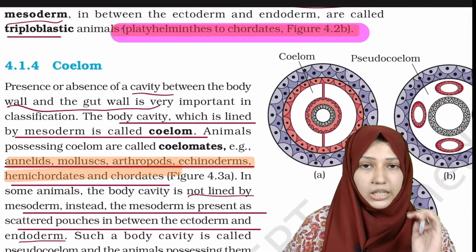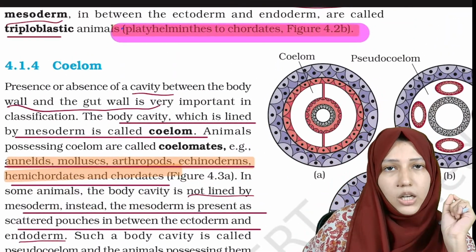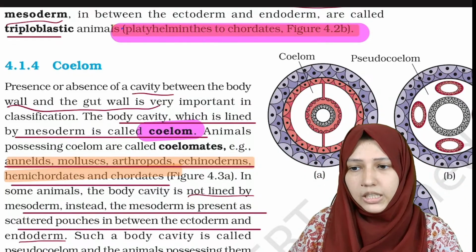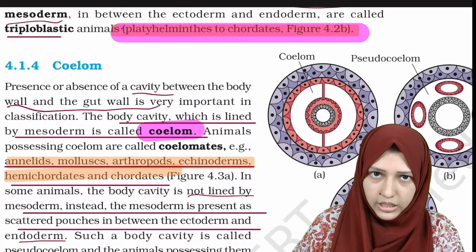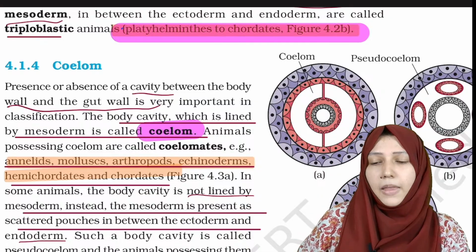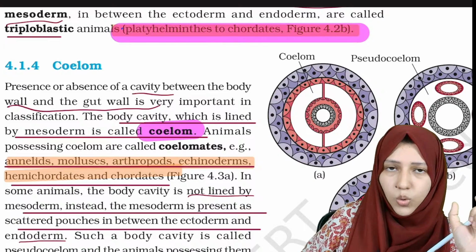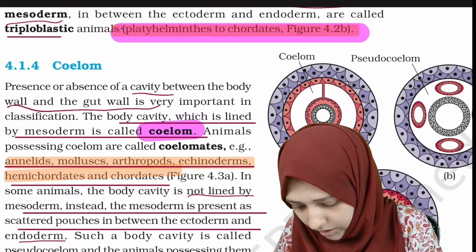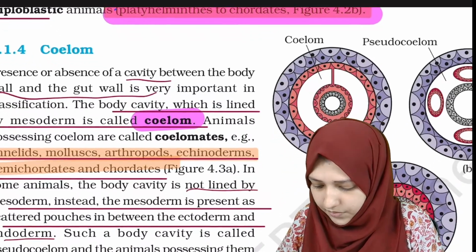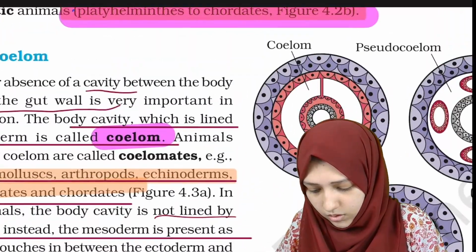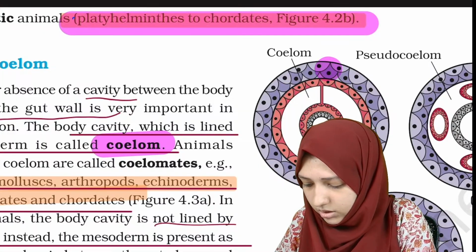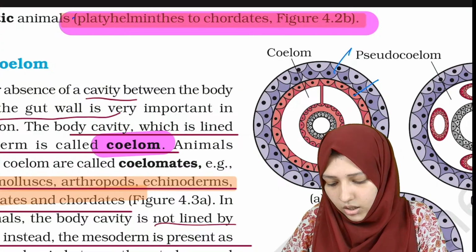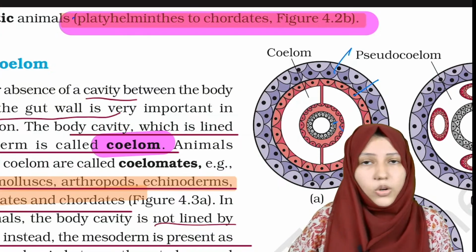What is coelom? Coelom is the cavity between the gut wall and body wall. Okay, and it is known as coelom. If coelom is present, then they are called coelomates. If there is no coelom, they are known as acoelomates. And if there is pseudocoelom, I will tell you about it. This is the coelom. This is the ectoderm.